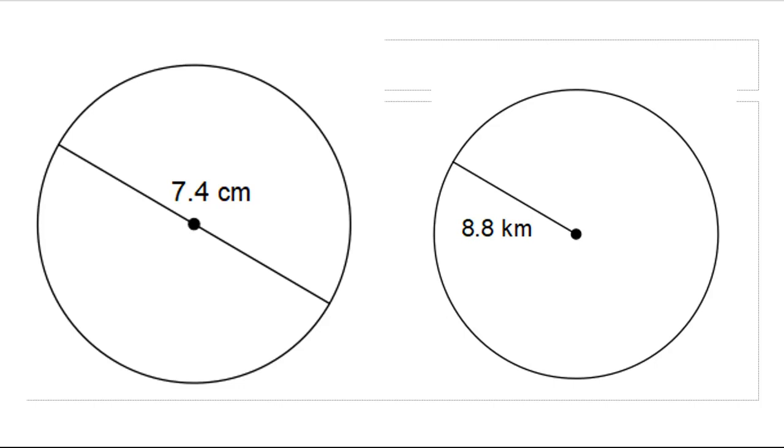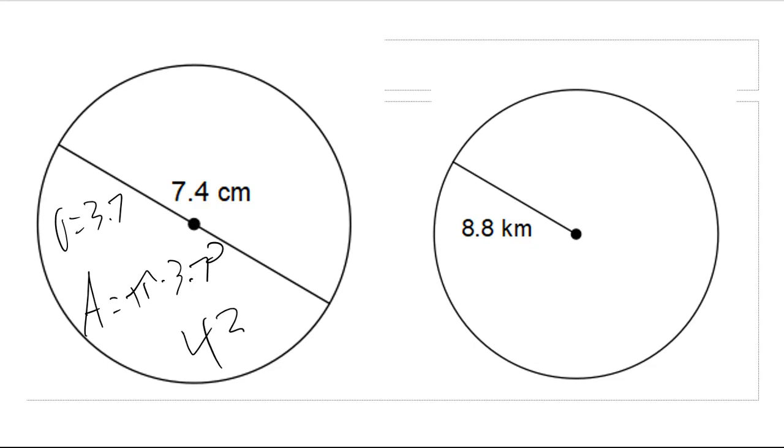Alright, so identify what you have in the left one. You actually have the diameter, so you must divide that number by 2. My radius is actually 3.7, so then I can plug it in. Area equals pi times 3.7 squared. I get just straight up 43 centimeters squared.